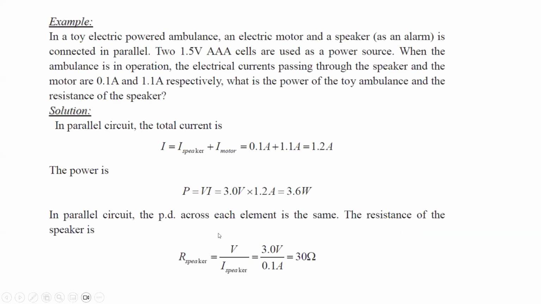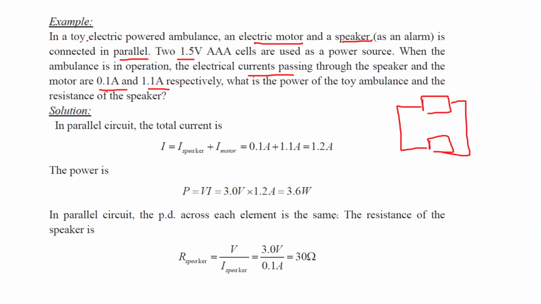Next example: a toy electric powered ambulance. In a toy electric powered ambulance, an electric motor and a speaker used as an alarm are connected in parallel to 1.5 volt AAA cells that are used as the power source. When the ambulance is in operation, the electrical current passing through the speaker and the motor is 0.1 and 1.1 ampere respectively. So they are connected in parallel.